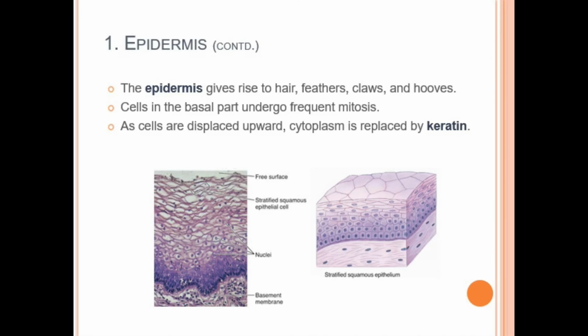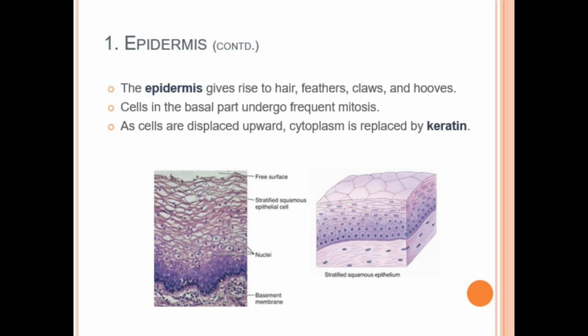So epidermis gives rise to hair, feathers, claws, hooves, right? All these derivatives like hair, feathers, claws and hooves are made up from epidermis, and cells in the basal part undergo frequent mitosis, divide quickly and displace upward. The cytoplasm is replaced by keratin.